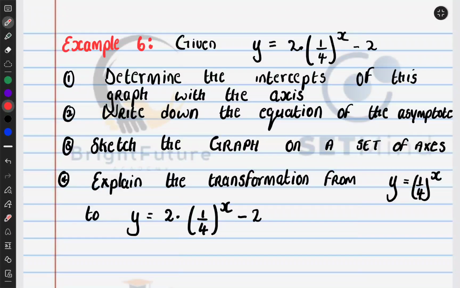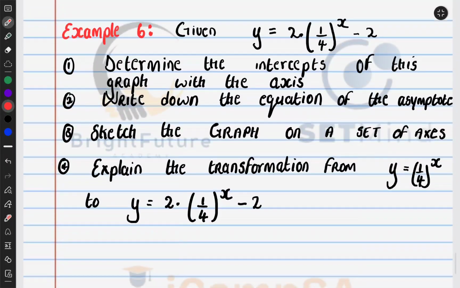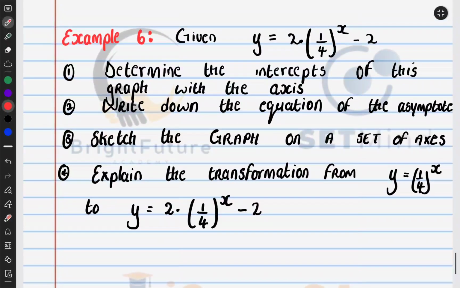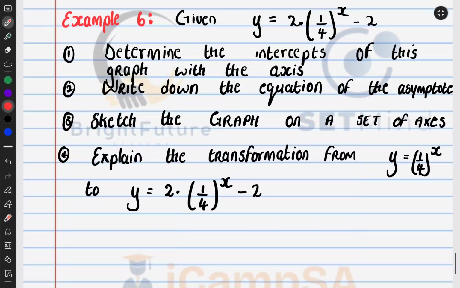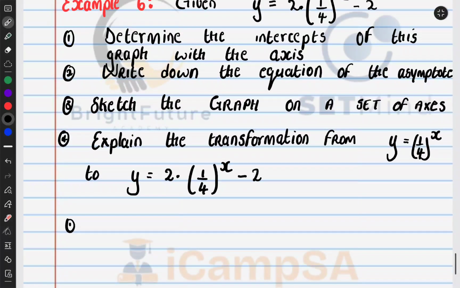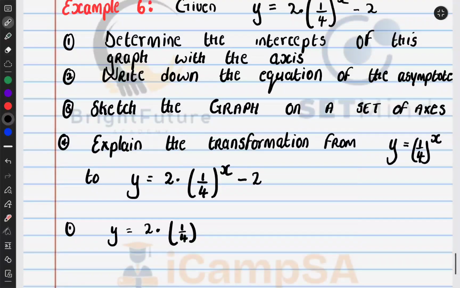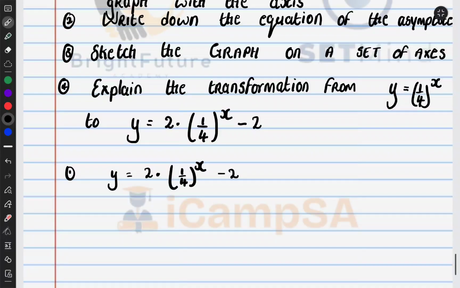For example number 6, we are given the function y is equal to 2 times 1 over 4 to the exponent x, minus 2. Okay, so yeah, it's quite something. We are asked to determine the intercepts of this graph with the axes. For number 1, let's get to answering it. We will determine the intercepts algebraically. That is the function that we have there.